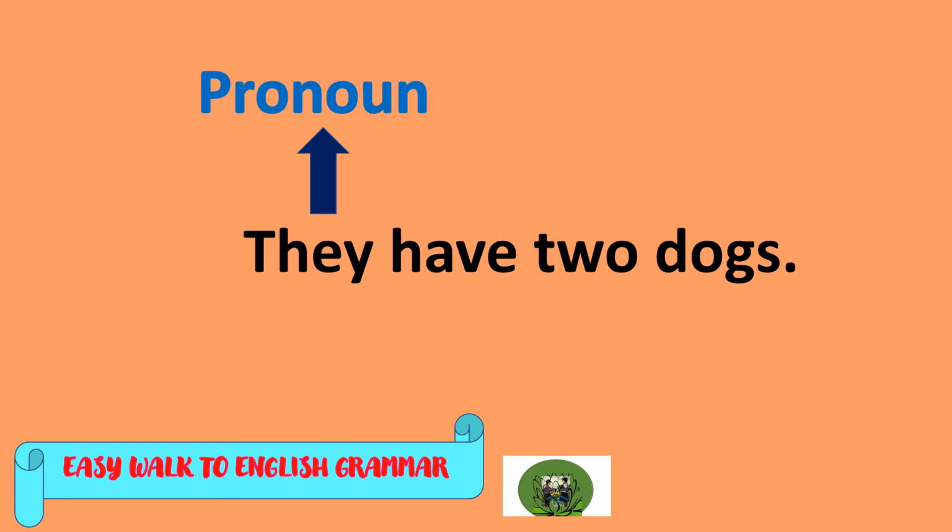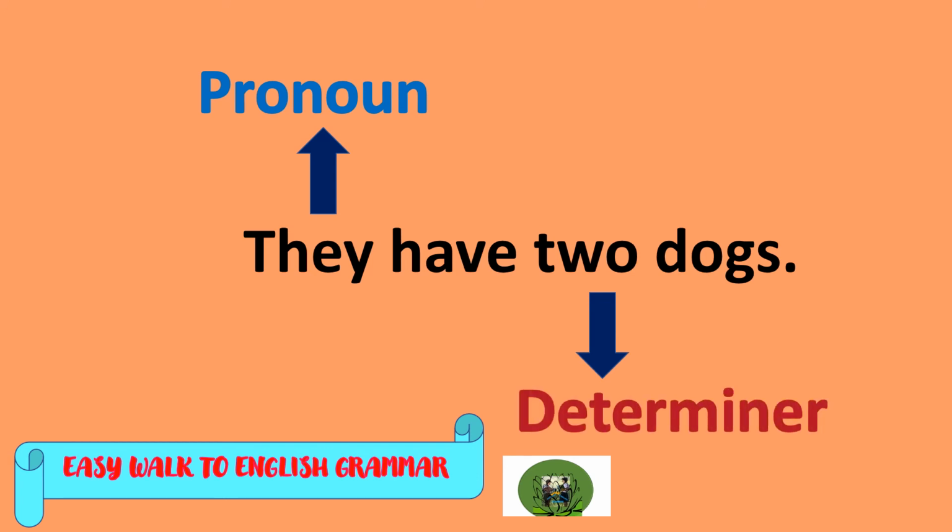It's a personal pronoun. If you would like to know more about personal pronouns, we have a video in this channel, Easy Walk to English Grammar. Please visit the channel and watch the video for better understanding of the topic. And coming to the next word, two, it's a determiner. It gives us hints about the number. And coming to the next word, dogs, it's a naming word and it's a noun.